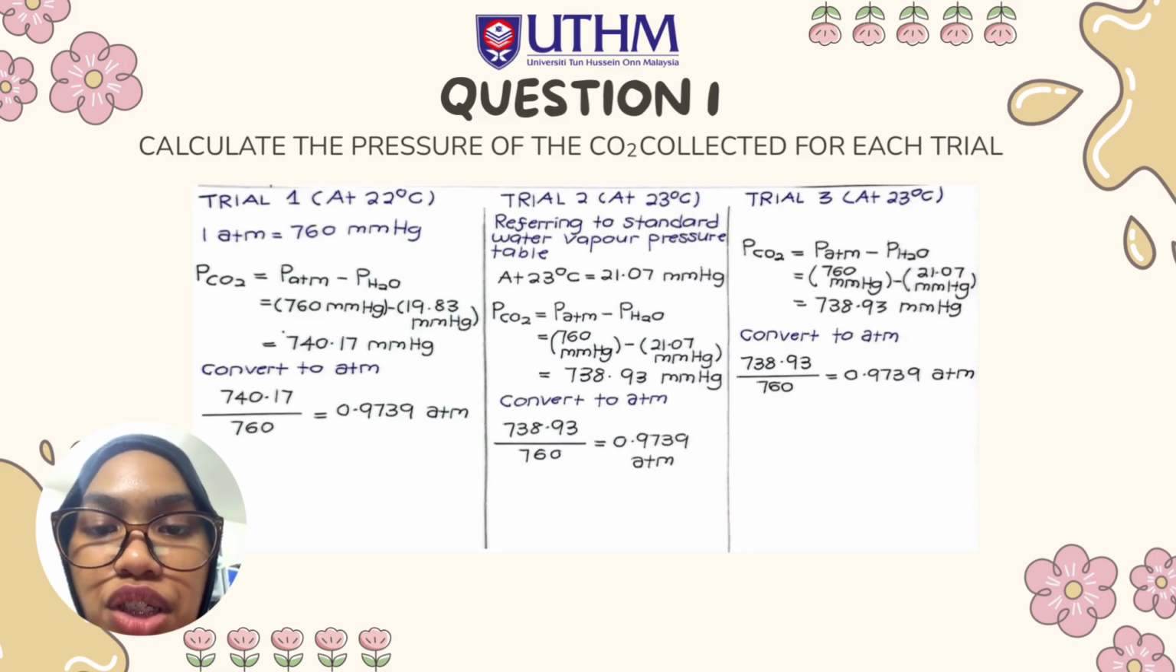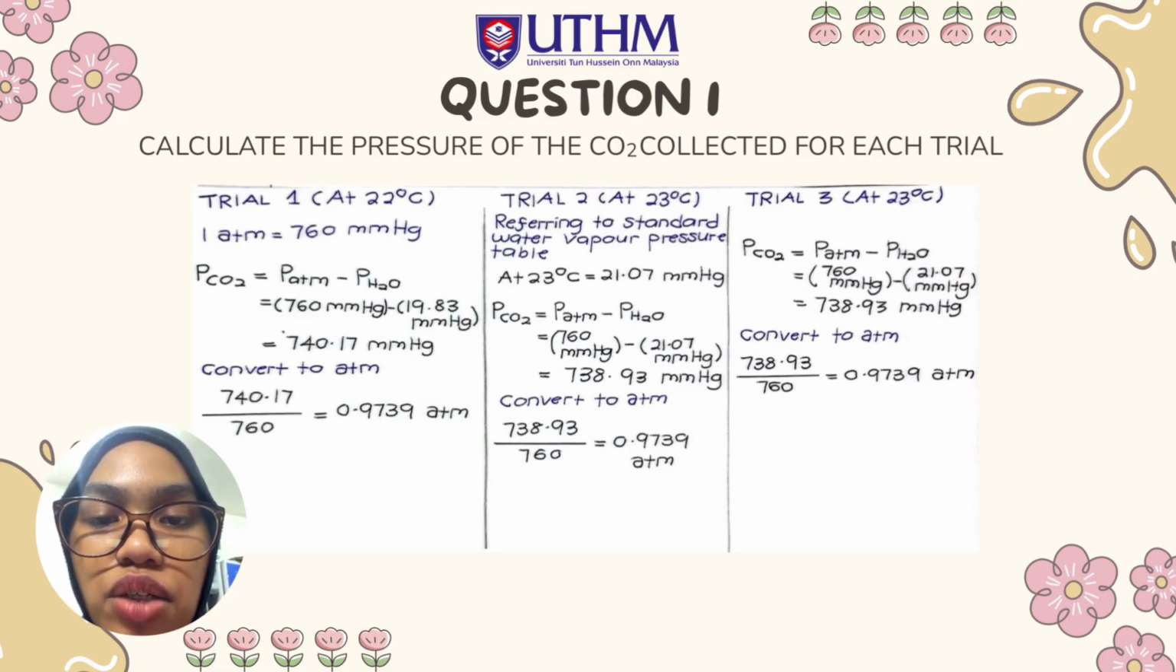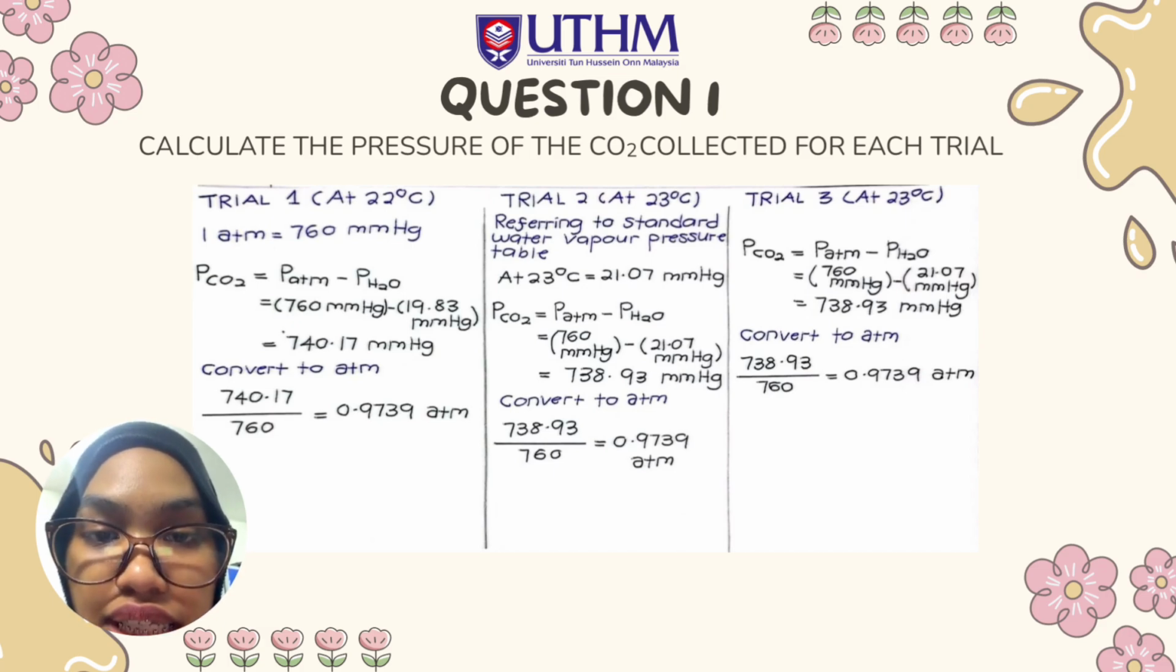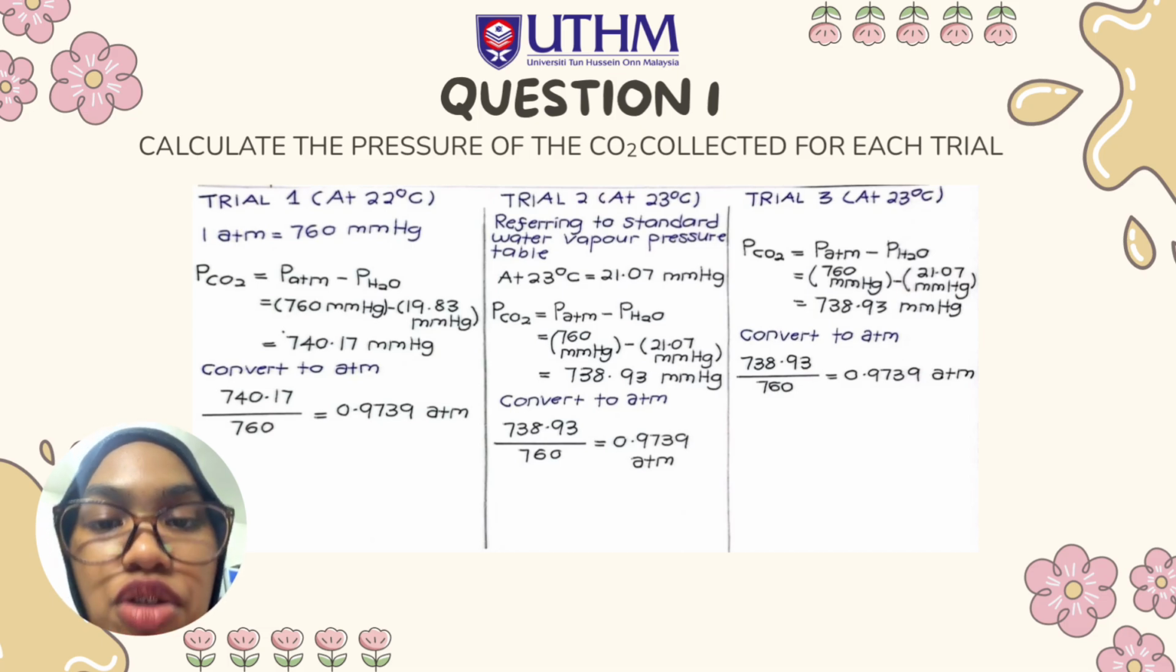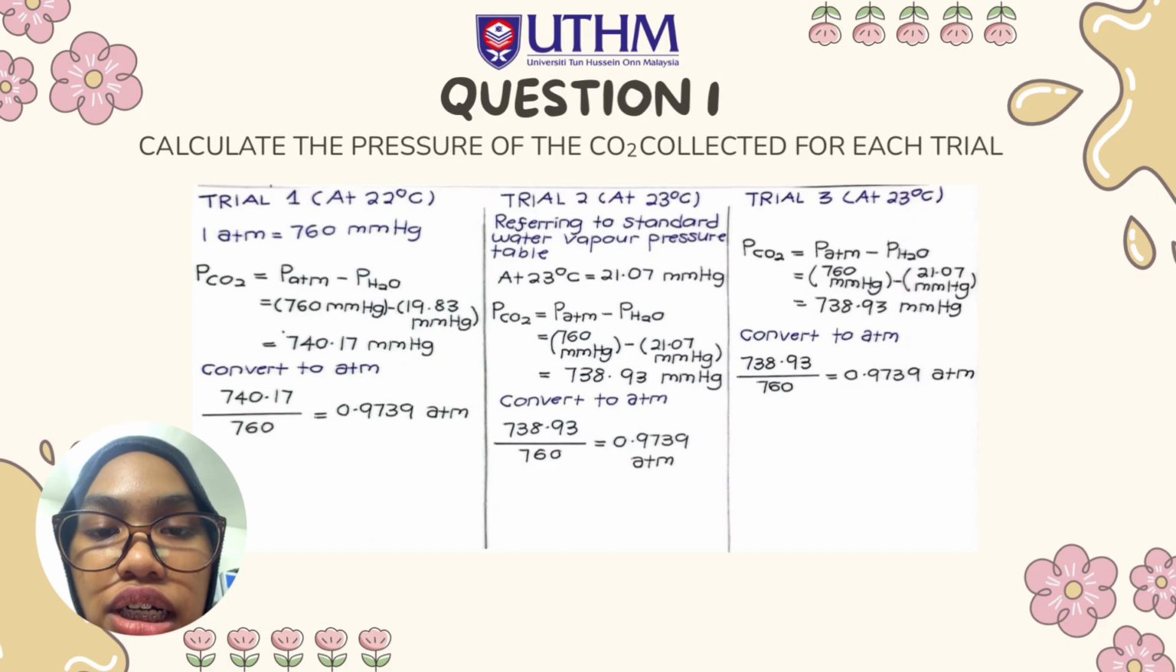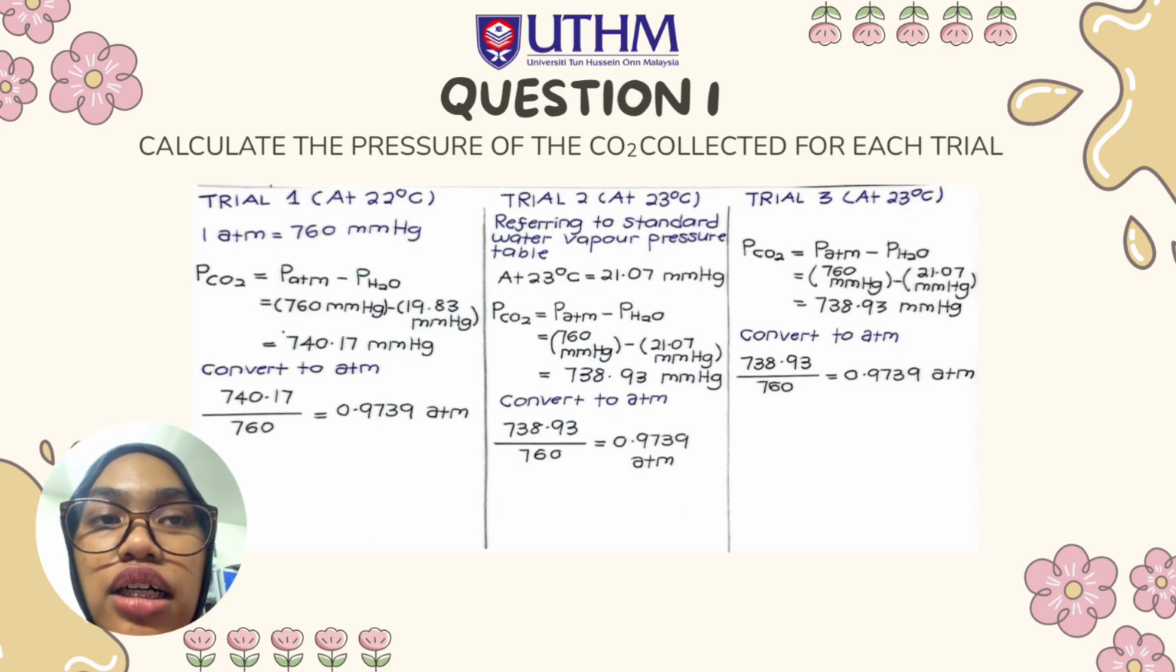23 Celsius, which is 21.07 mmHg. So we use the same formula resulting 0.9739 ATM. For the third trial at 23 Celsius, we repeat using the same formula and resulting 0.9739 ATM. So for the 1, 2, and 3, we resulting the same value.